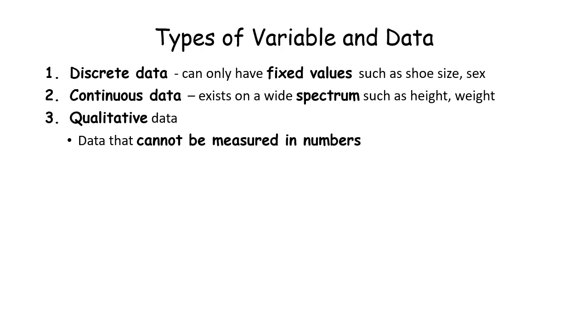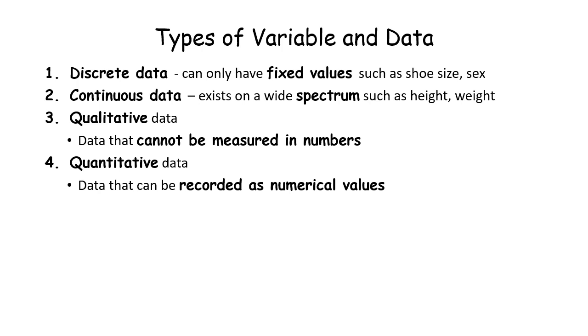We can also have qualitative data, and this is data that cannot be measured in numbers at all. Then we have quantitative data, and because it has quantity essentially as part of the word, that is data that is and can be recorded as numerical values.